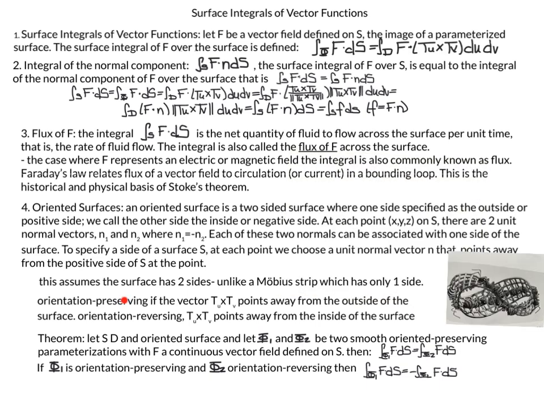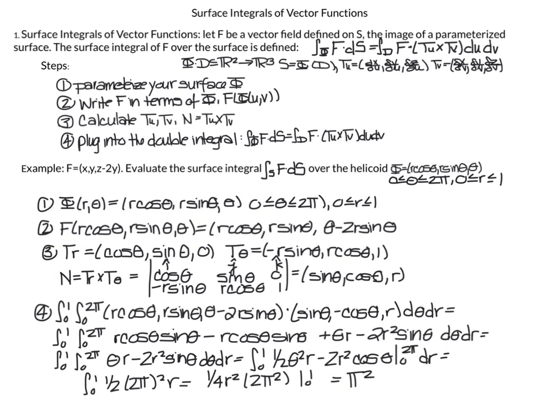We say the parameterization of a surface is orientation preserving if the vector Tu cross Tv, that is the normal, points away from the outside, and orientation reversing if it points towards the inside. We have this theorem: if we have two orientation preserving parameterizations, then their surface integrals will be equal. If one is orientation preserving and the other is orientation reversing, then they are equal up to a negative sign. That is our quick overview of the material.